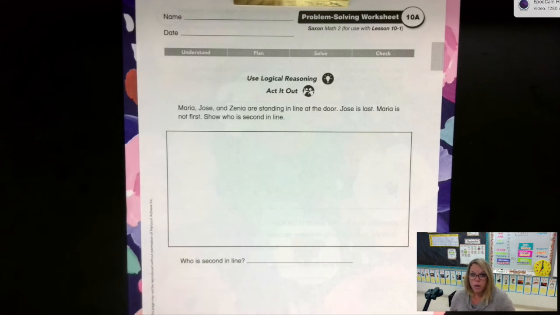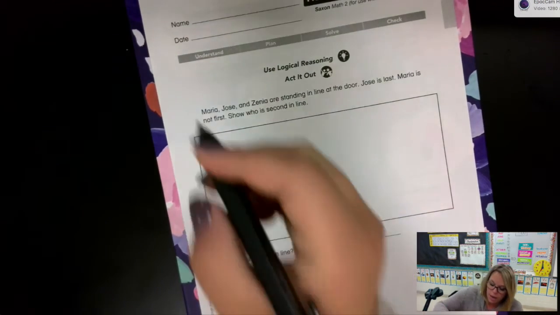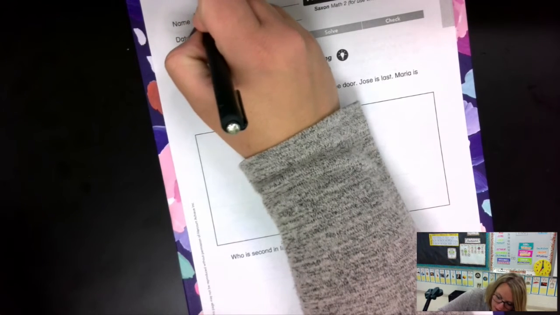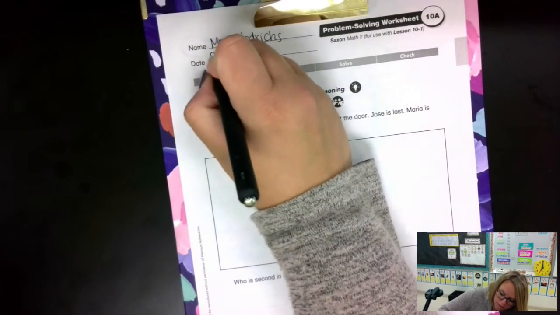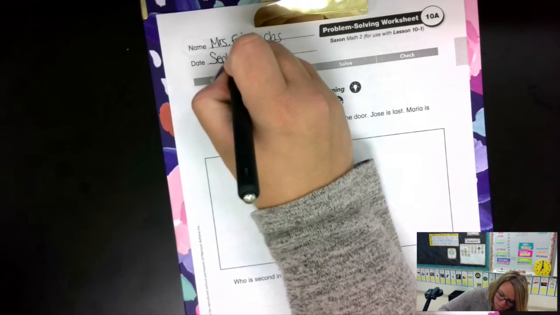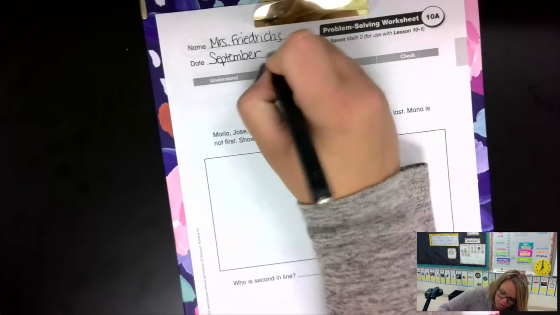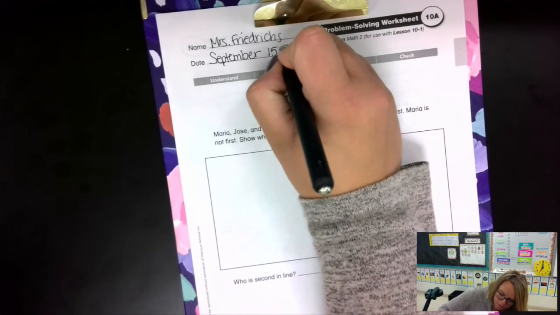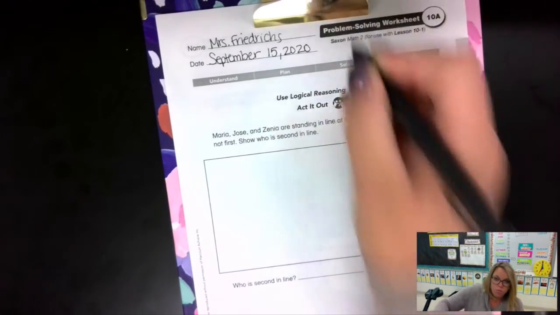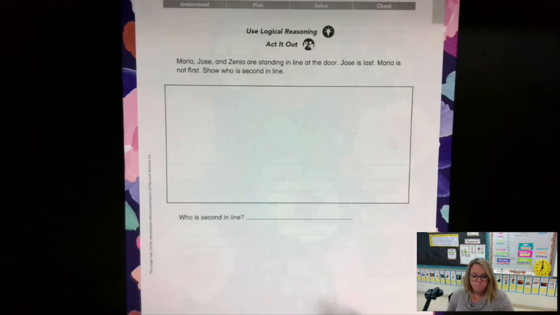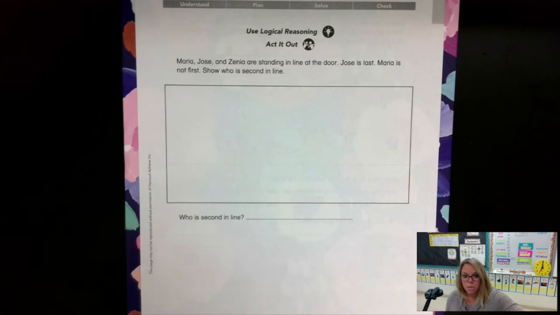So go ahead and make sure that you have a problem solving worksheet out. Please go ahead and make sure that your name is on your paper and also the date. And today is September 15th, 2020.